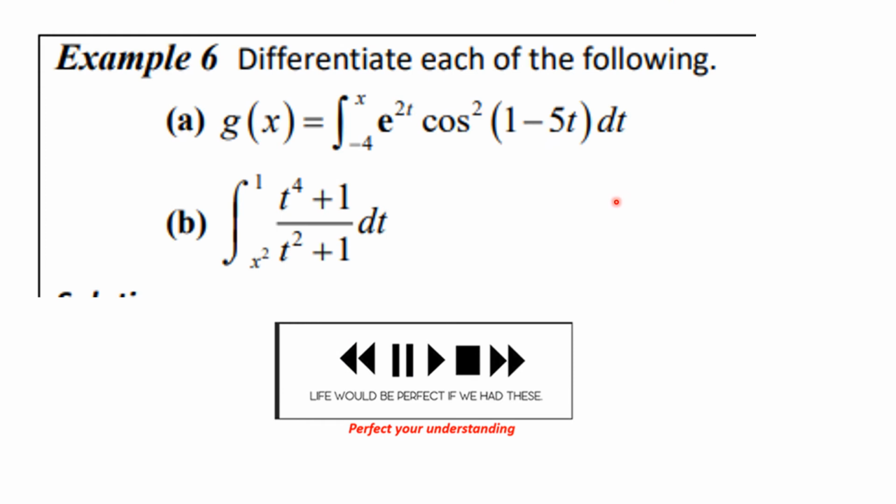So here's a problem. I want you to give it a go. This is using that theorem. So you take the derivative of each one of these. You know what to do. Let's see how you did.